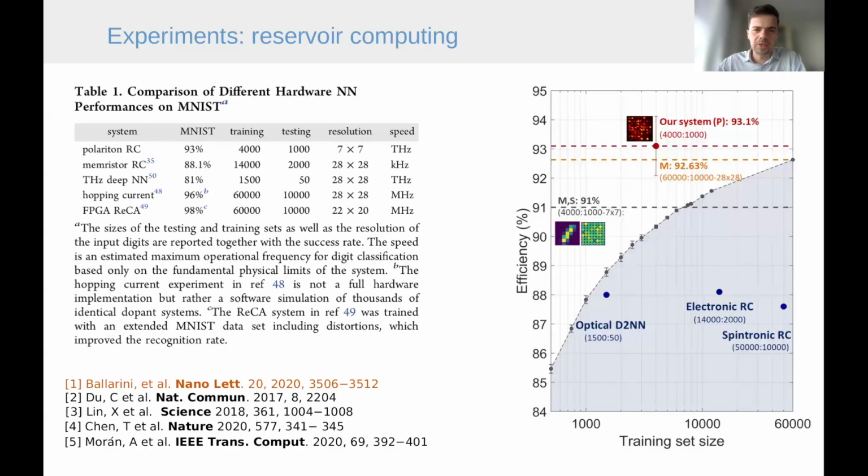A question from Niccolo Antolini. Is it possible to condense in the upper polariton branch? Yes, there are some examples of this.